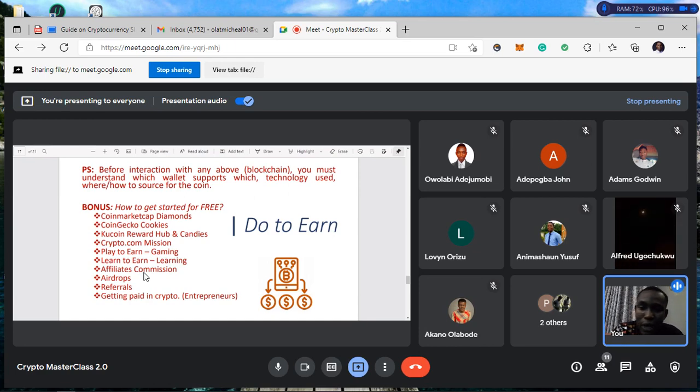We also have the CoinGecko candies, and it's similar to that of CoinMarketCap. Now, CoinMarketCap and CoinGecko are like trackers, or let me say market gauges, where you can check the price of various cryptocurrencies we have today. So if you don't find any particular coin on CoinMarketCap, you can actually find it on CoinGecko. And if you can't find it in these two places, that means definitely it's a new project or it's probably a scam cryptocurrency. So you should be careful.